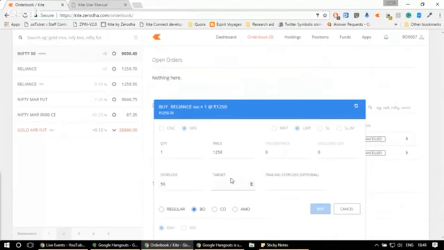So let us say I want to book a profit of at least 100 rupees. Or I want to book a profit at 100 rupees. I place 100 over here. So that would mean my target is set at 1350 rupees. Right? I can also optionally set a trailing stop loss.